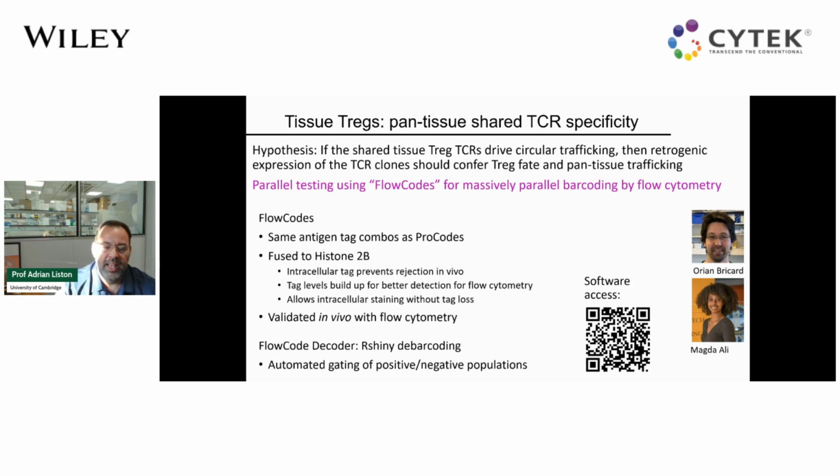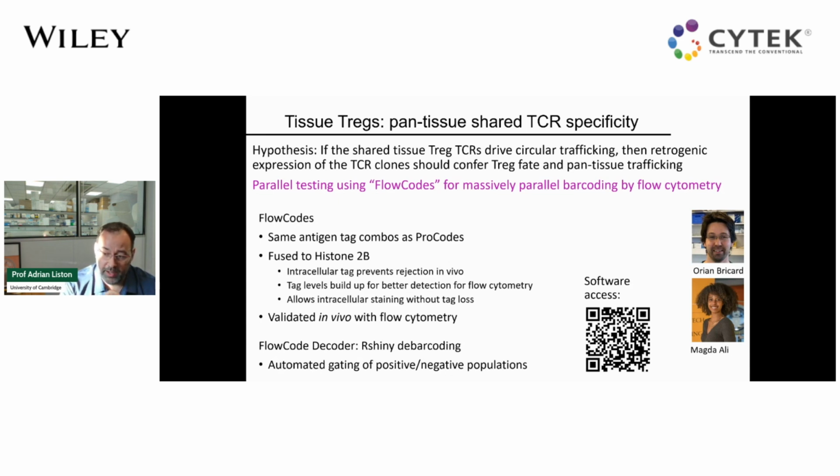Now, the reason we do this is that the intracellular tag localization prevents rejection of the cells when you use them in vivo. The tag also builds up to much better levels for detection by flow cytometry and allows us to stain intracellularly for things like FOXP3 without losing the tag. And we've now validated this process in vivo with flow cytometry.